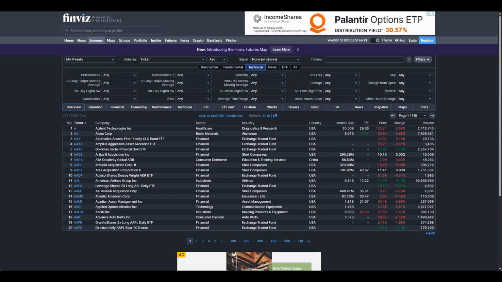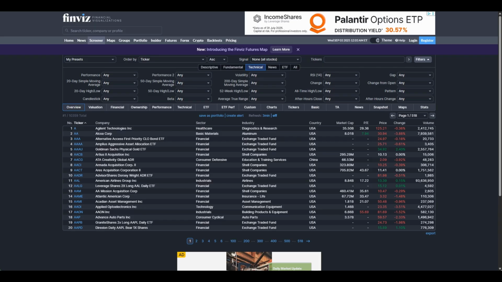Now, if you don't have the time to go through dozens of charts every single day like me, or you just want an easier shortcut, there's a tool out there that can help you guys scan for candlestick patterns within seconds. One of the best free tools for this is what I personally use, and it's FinViz. No, this is not sponsored. I use this all the time.